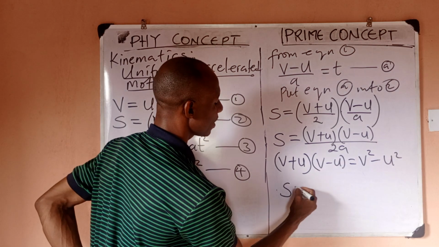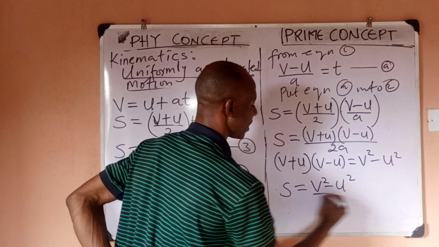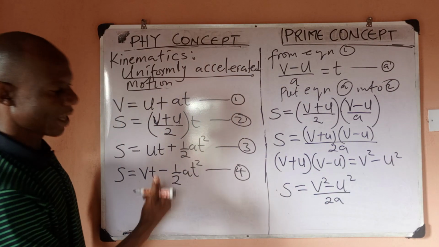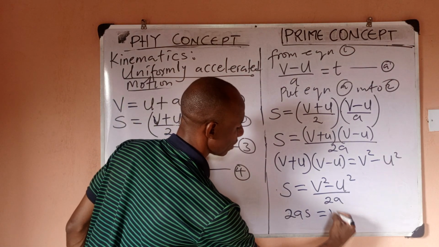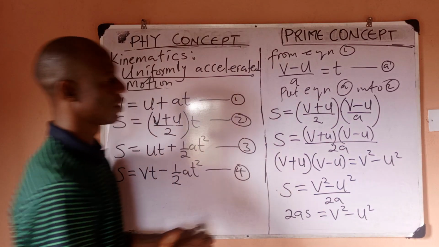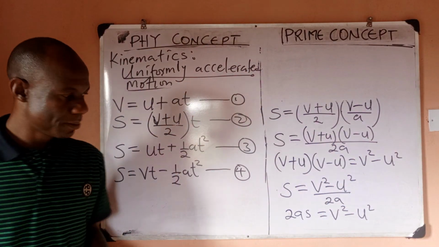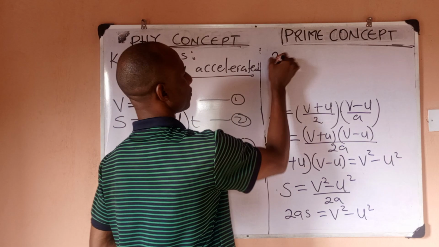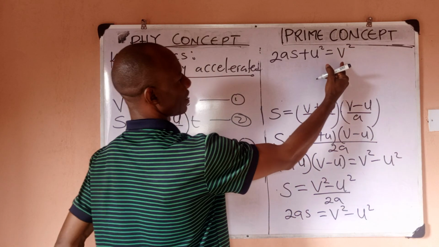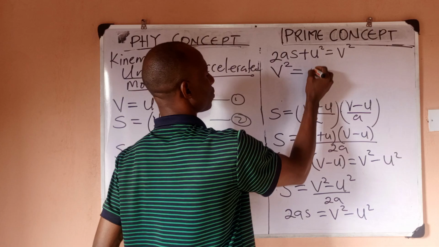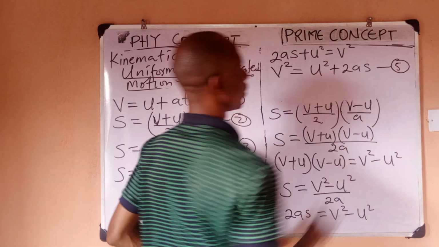So I have that S would be equal to what now? In place of the numerator, I have V squared minus U squared, then all divided by 2A. So if I cross multiply, I would have 2A times S, which is 2AS, equals V squared minus U squared. If I push this to this side, I'll have 2AS plus U squared equals V squared. So if I write it properly, I will have that V squared is equal to U squared plus 2AS. So this is my fifth equation of motion.